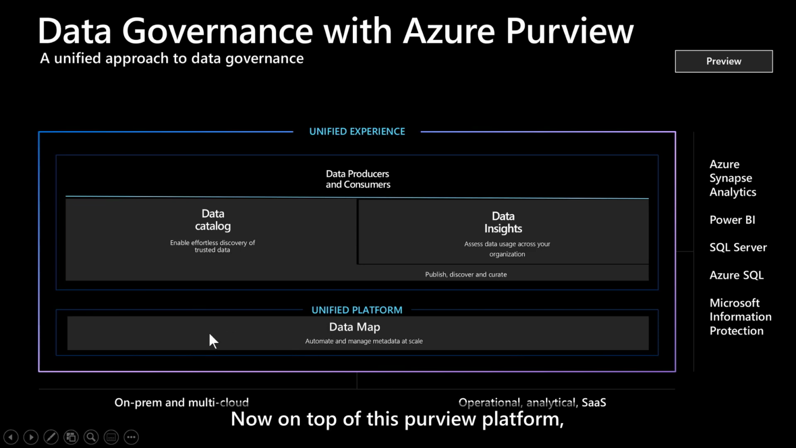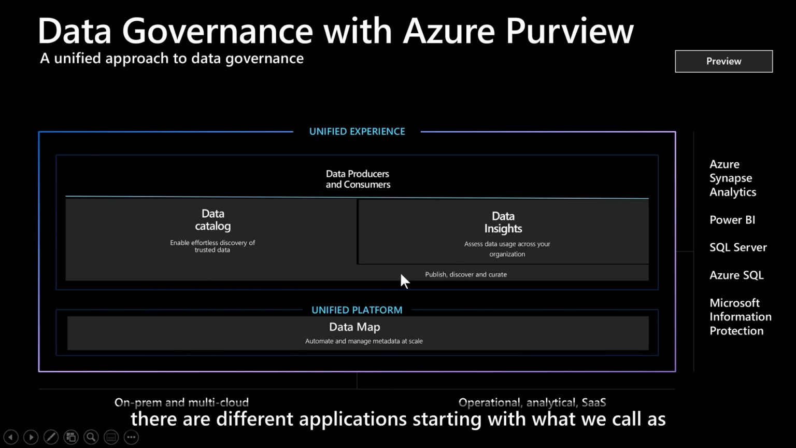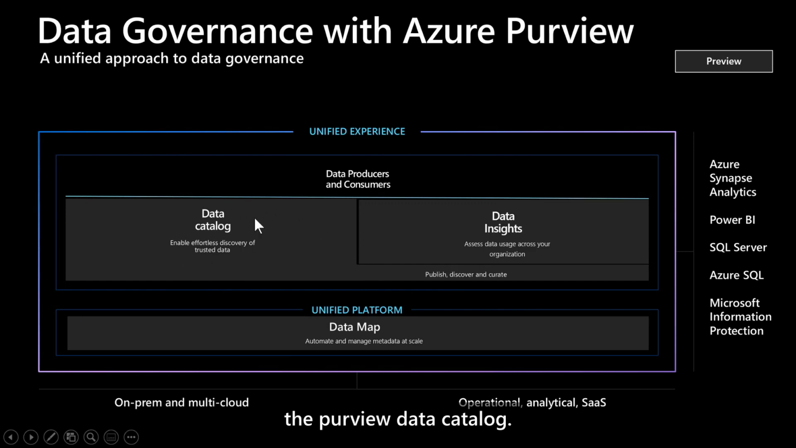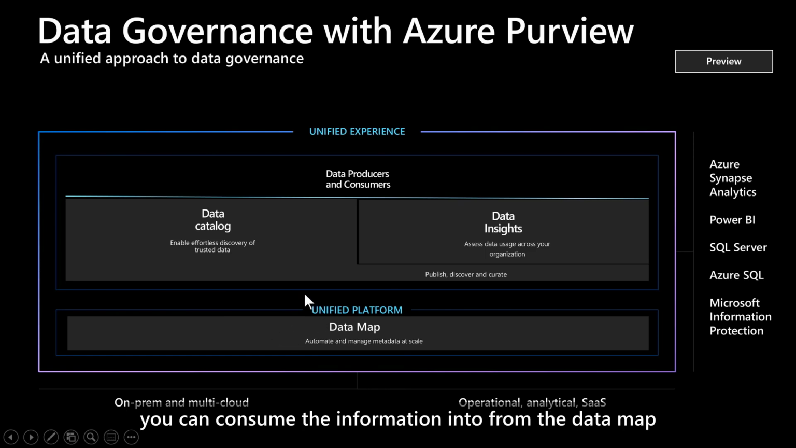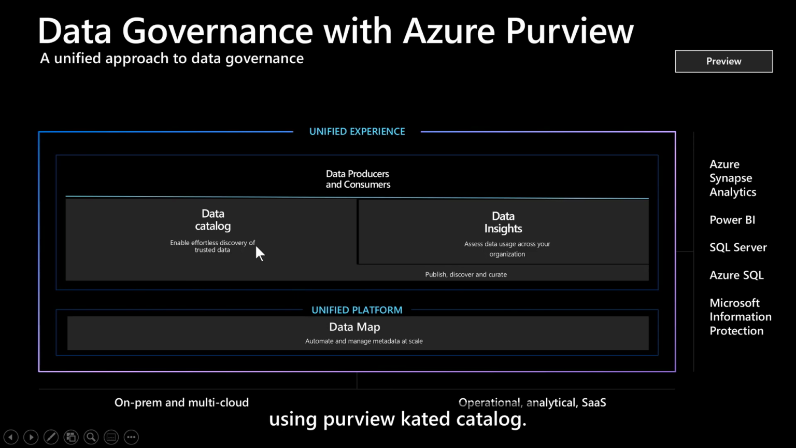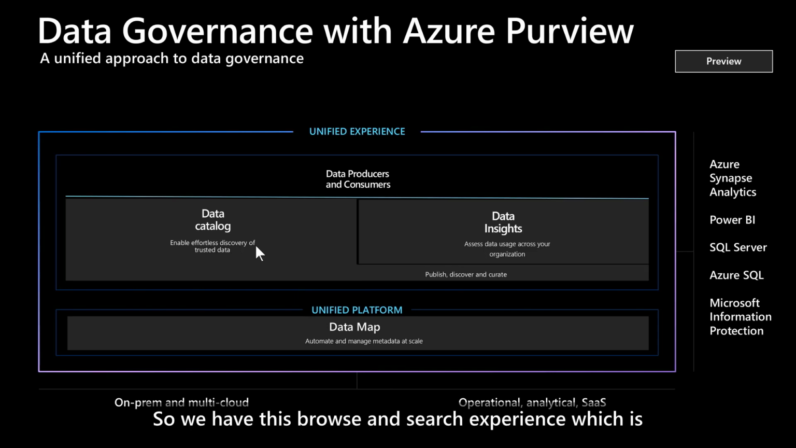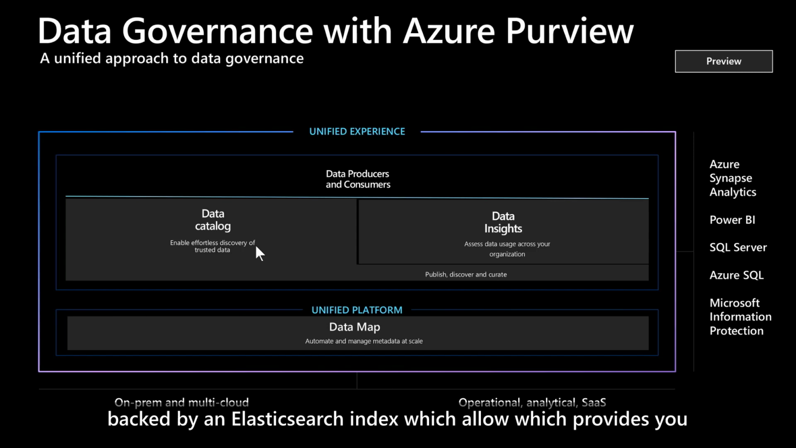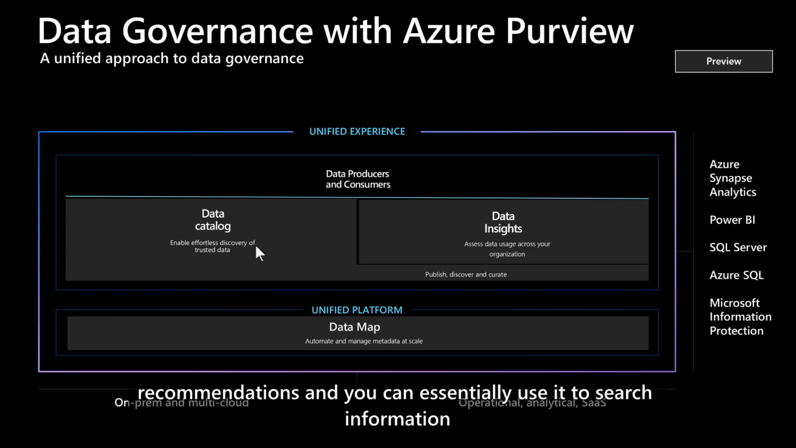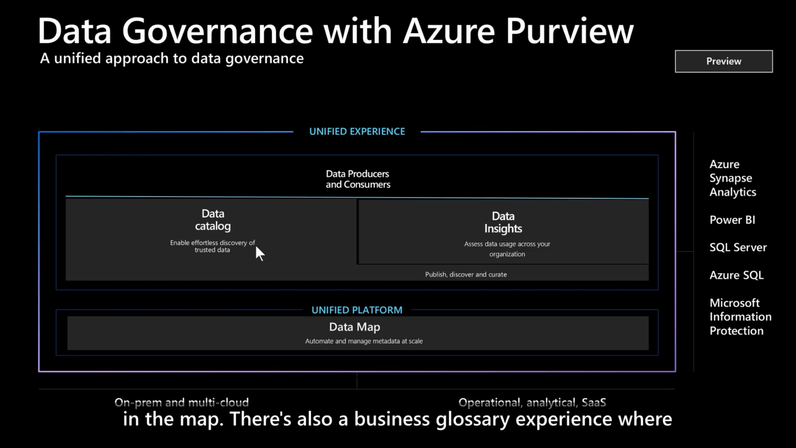Now, on top of this Purview platform, there are different applications starting with what we call the Purview data catalog. As your data map is getting populated, you can consume the information from the data map using Purview catalog. So we have this browse and search experience, which is backed by an Elasticsearch index, which provides you recommendations, and you can essentially use it to search information in the map.